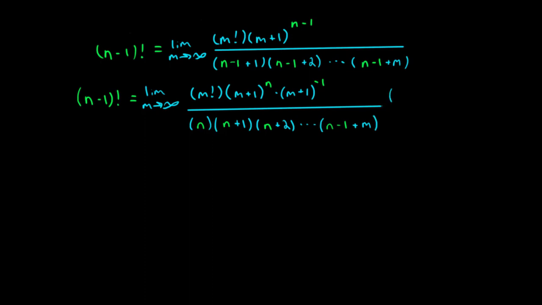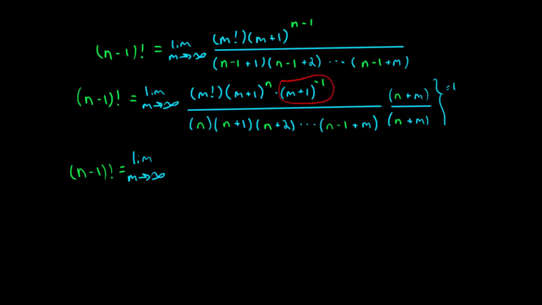And now I'm going to multiply this expression by what a former math teacher of mine called a creative form of 1. I'm going to multiply this by n plus m over n plus m. That, of course, is equivalent to multiplying by 1, so I haven't changed the value of this expression in any way. And so we get n minus 1 factorial equals the limit as m approaches infinity.